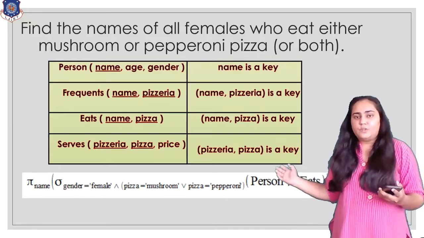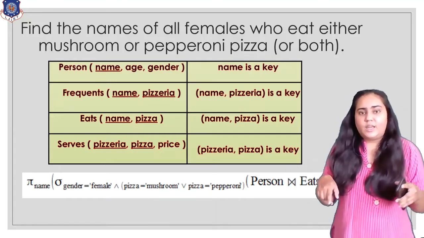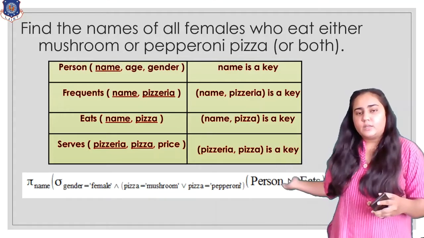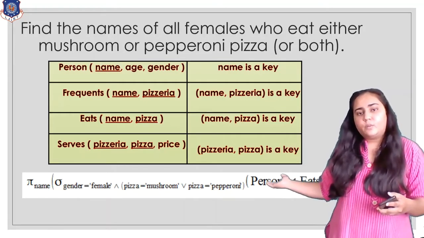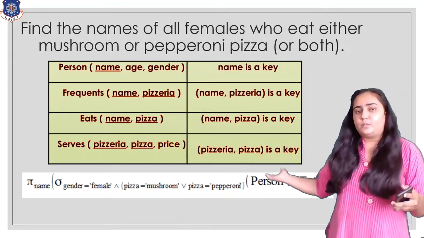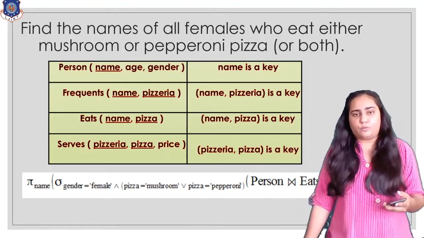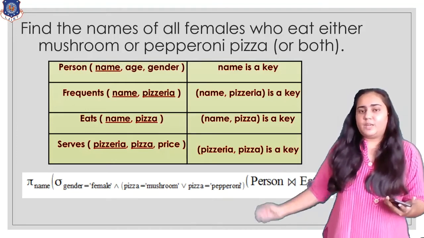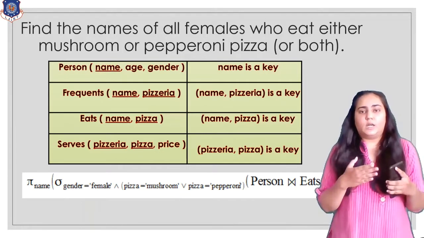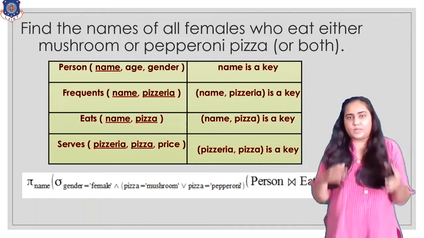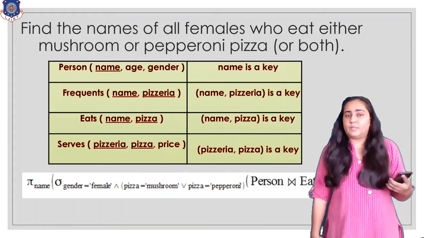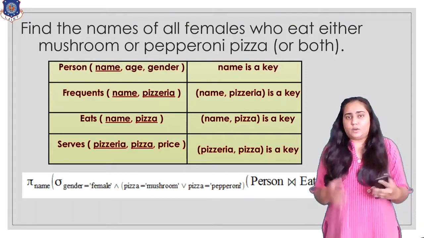Then I have used the and condition, and in brackets I have applied the or condition, which is that pizza can be either mushroom or it can be pepperoni. Most people here make the mistake of putting and instead of or. But that would result in giving you nothing.